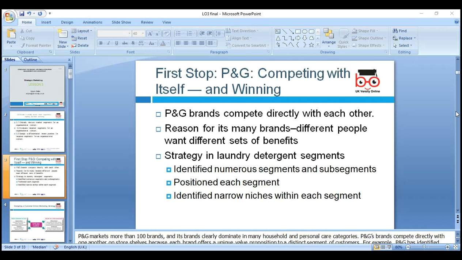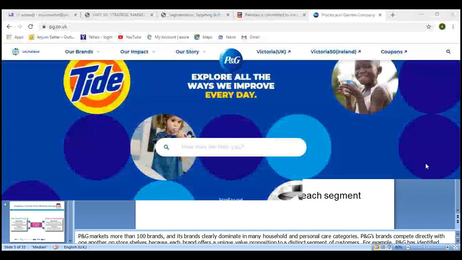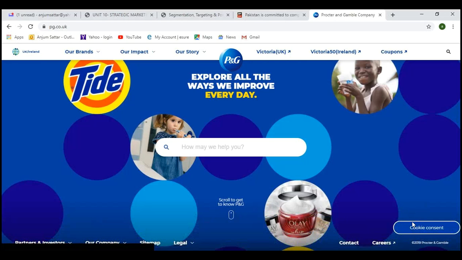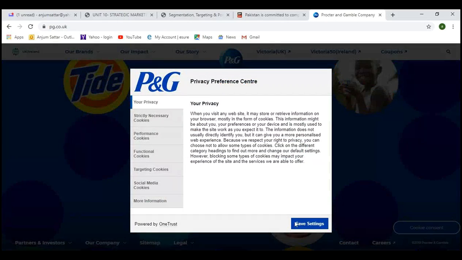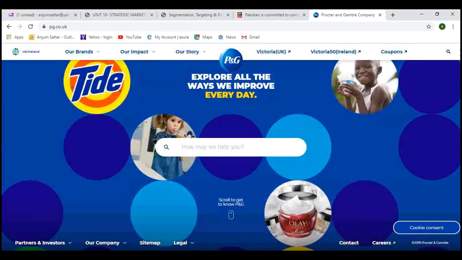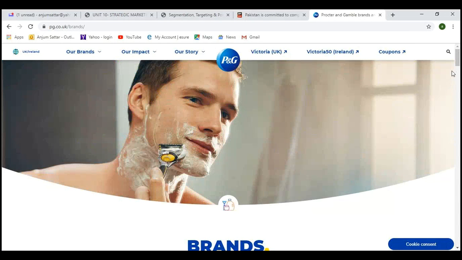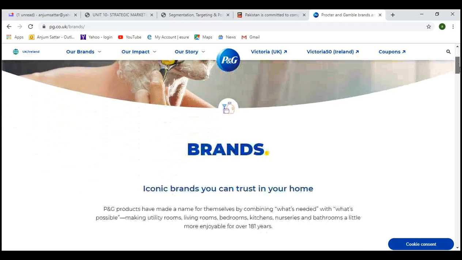I will quickly show you the brands. It is good to cross reference so you can do it easily. These are the different brands of P&G, Procter and Gamble, which is one of the biggest American companies, and they sell these brands in different parts of the world.